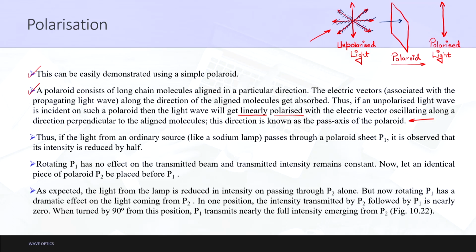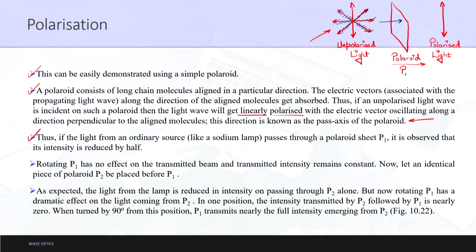Thus, if the light from an ordinary source like a sodium lamp passes through a Polaroid sheet, it is quite evident that all ordinary sources are nothing but unpolarized light. So if light from an ordinary source like a sodium lamp passes through a Polaroid sheet P1, it is observed that its intensity is reduced to half.